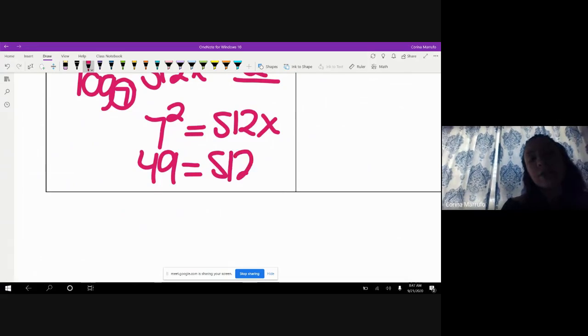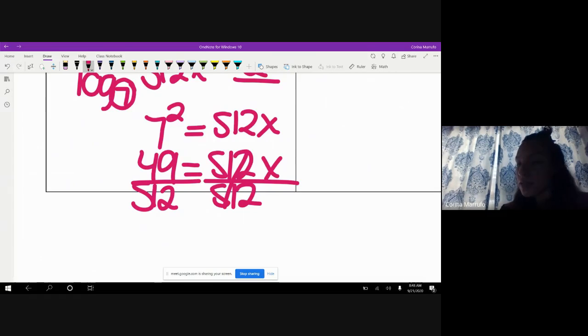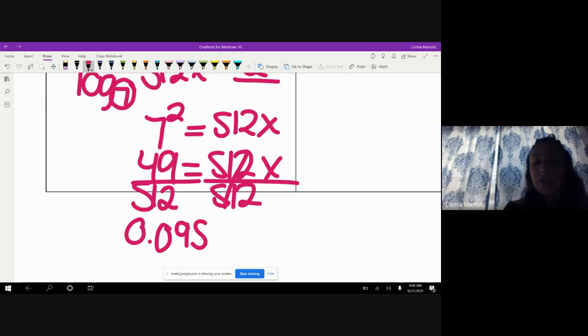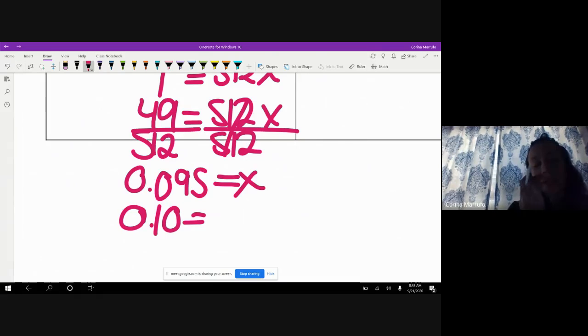And then our last step to solve for x is to divide both sides by the 512 in order for us to get the x by itself. Okay, so these cancel out, and I'm going to put in my calculators 49 divided by 512, and that gives me 0.0. It says 95, so if we're rounding to the nearest tenth, it's going to make this 0 round up to a 1, because the 9 is going to end up going up to a 10.